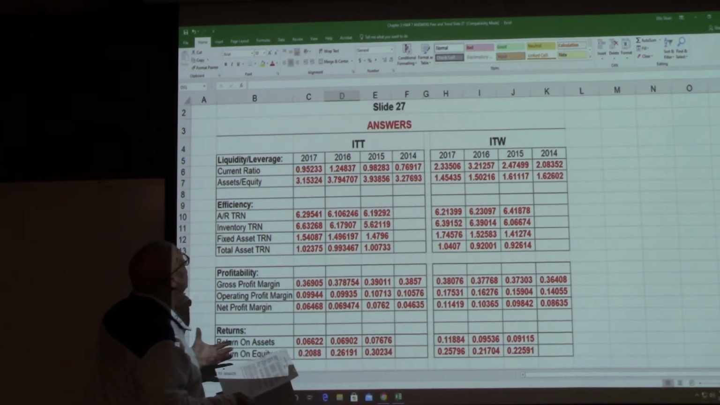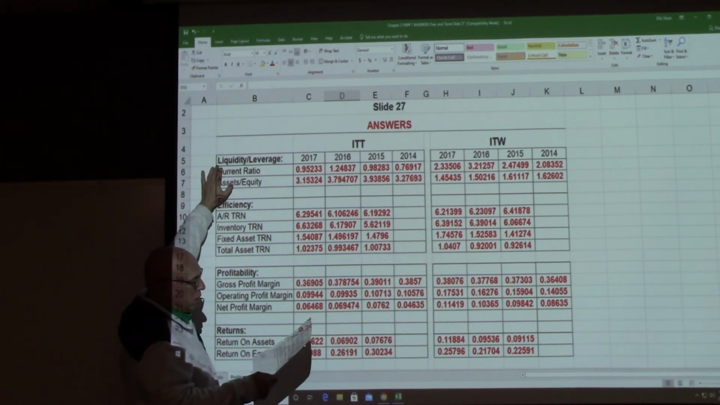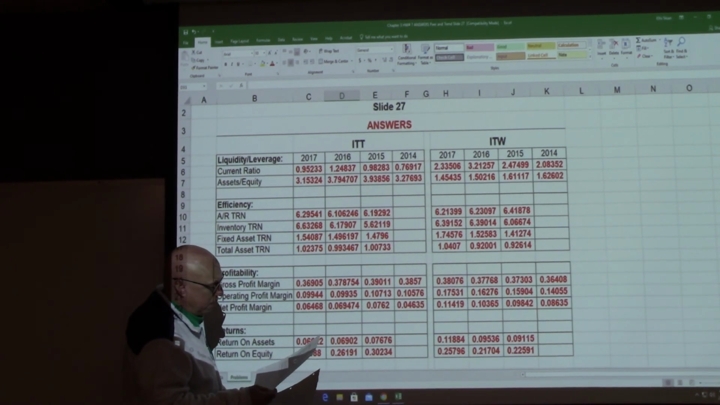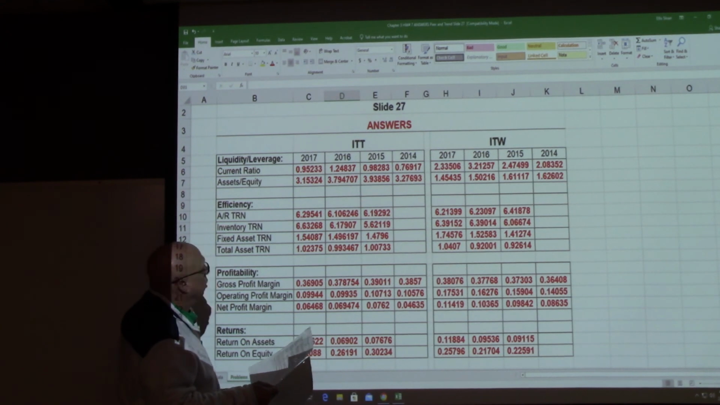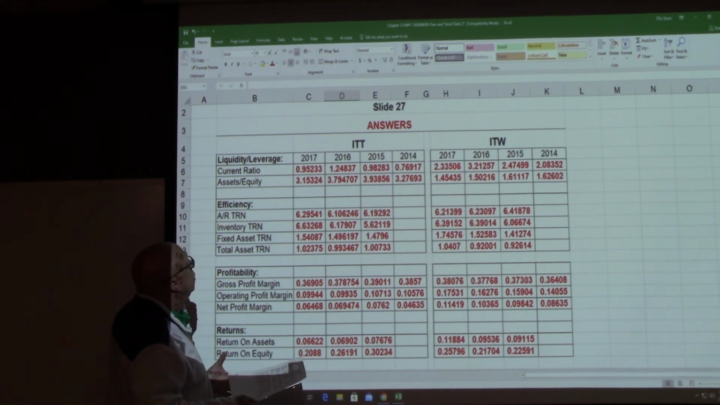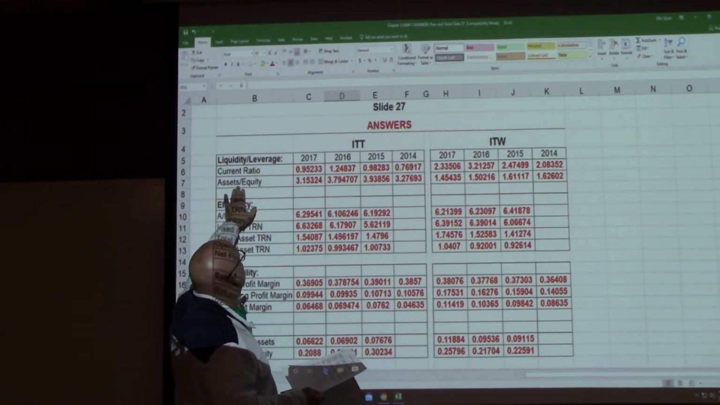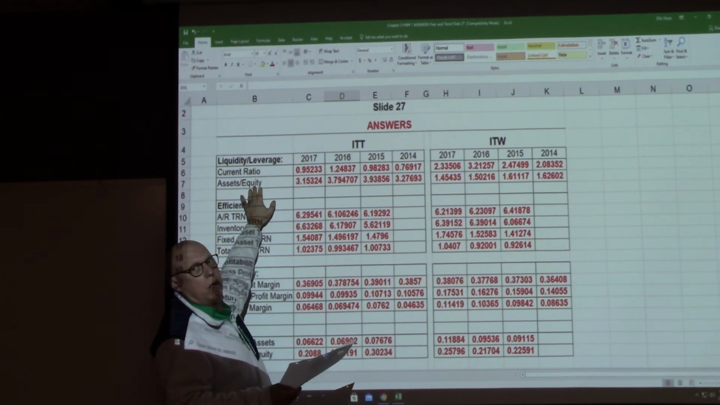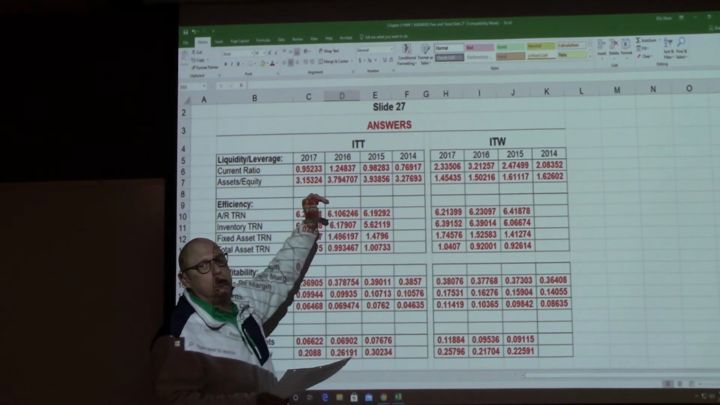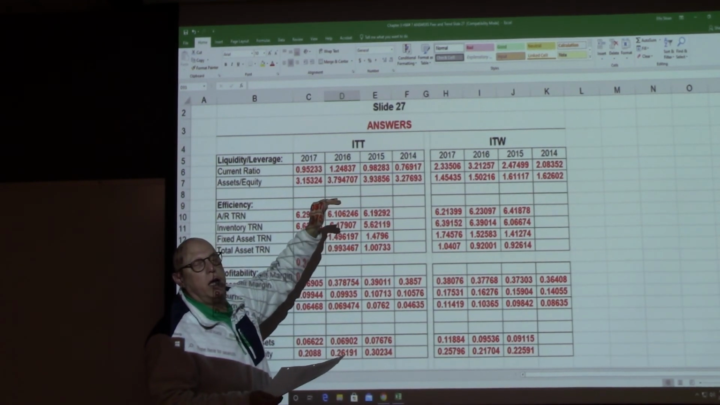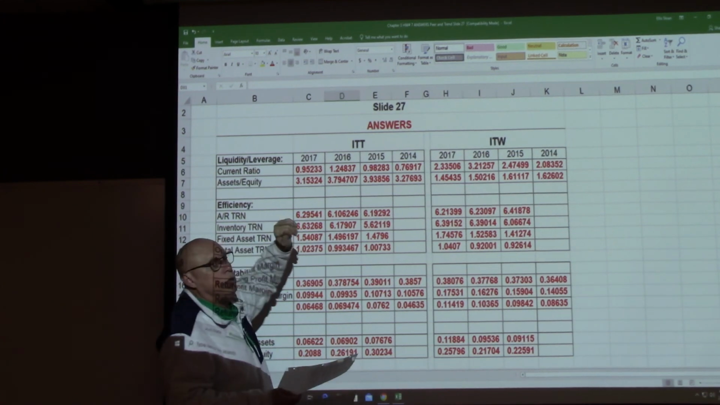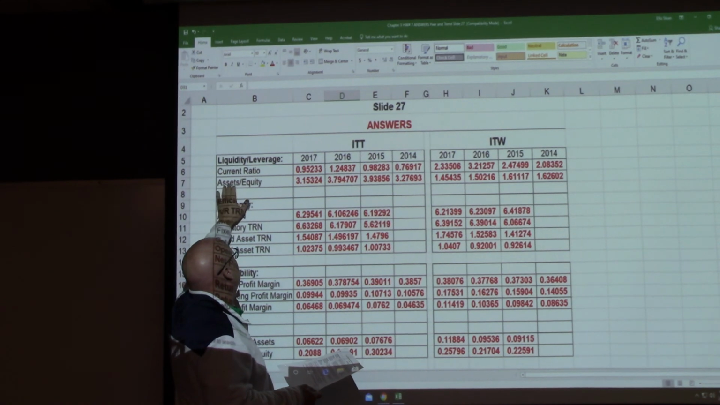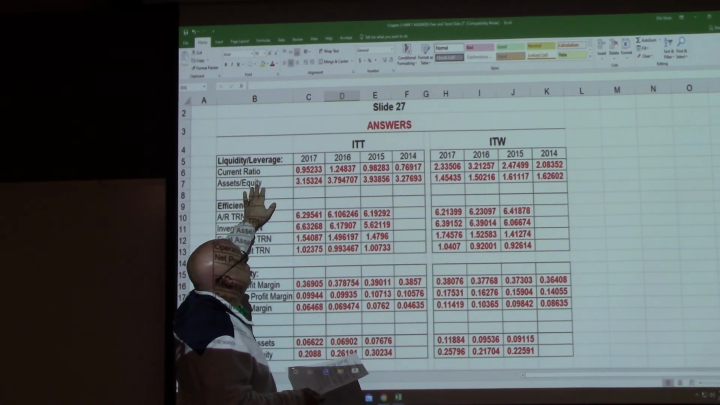All right, so now we're shifting over from liquidity to efficiency. And before we do that, even though it's not a question, let's look at leverage, okay? So which company has more leverage? And we're going to use the assets to equity ratio as our leverage ratio because that's part of DuPont return on equity. We could use debt to equity, we could use debt as a percentage of total capital, we could use total assets to total liabilities, but we're going to use assets to equity, which is average assets divided by average equity for each year.